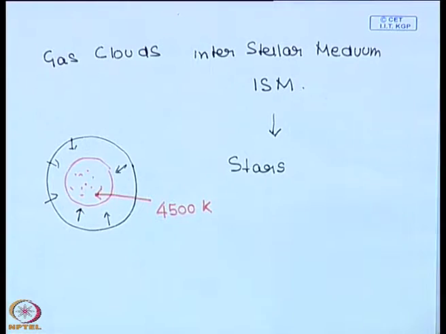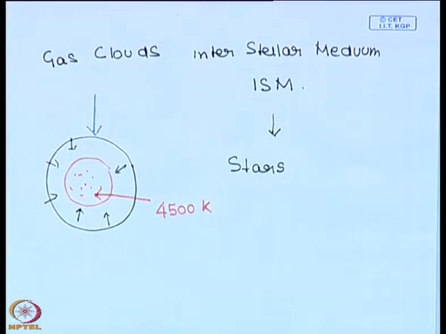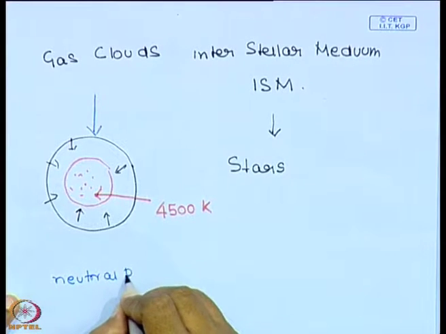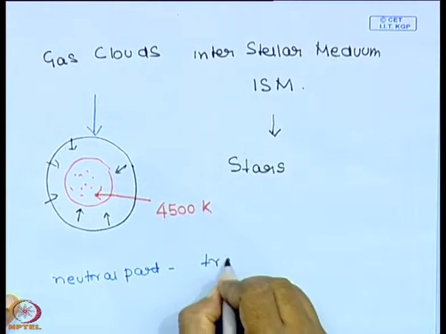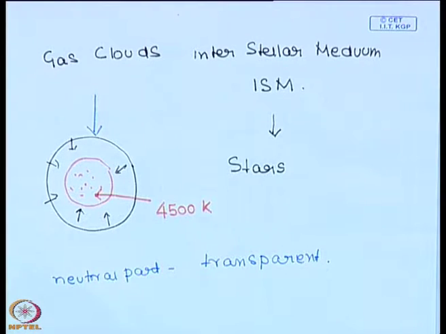Now, when you look at this cloud from outside, so if you are looking at this cloud from here, the neutral part is largely transparent. Neutral gas can only absorb at certain specific frequencies or wavelengths which correspond to the atomic transitions. For other frequencies or wavelengths, they do not interact with the radiation at all. Okay, so, it is largely transparent. So, if you are looking from here, you will not see these neutral parts where it is cooler.